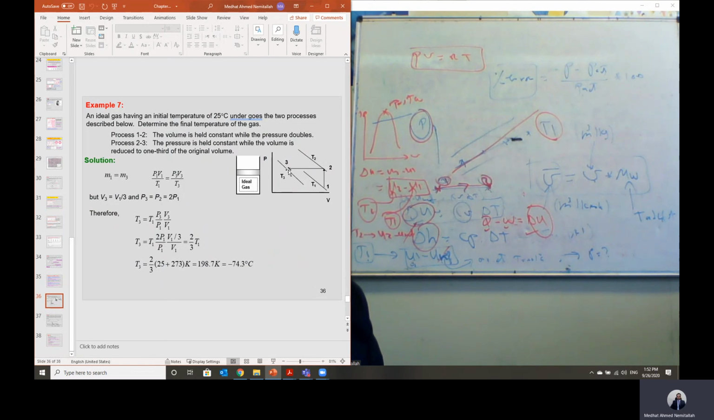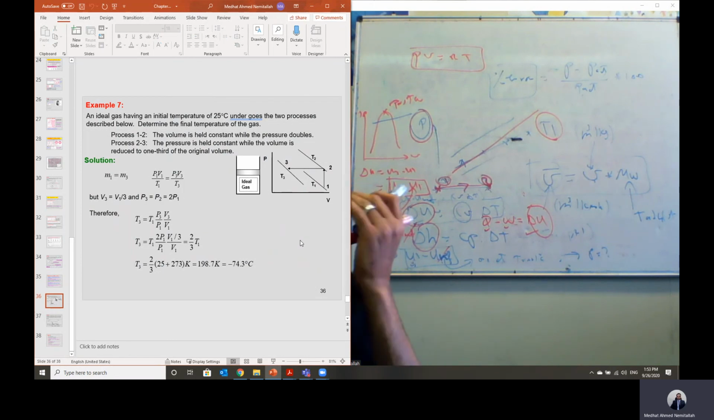The volume of the gas V3 is equal to actually 1/3 of the initial volume V1. Then you can just substitute here. You can get the final temperature as a function of the initial temperature T1. This temperature, if we substitute in Kelvin, 25 plus 273, then we can calculate the final temperature.